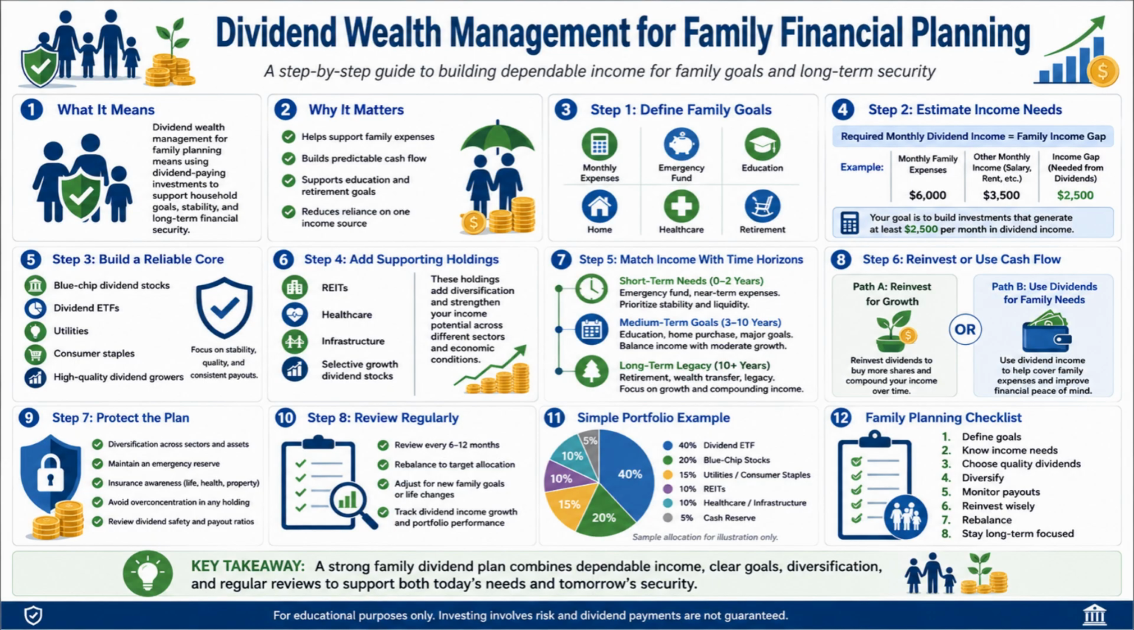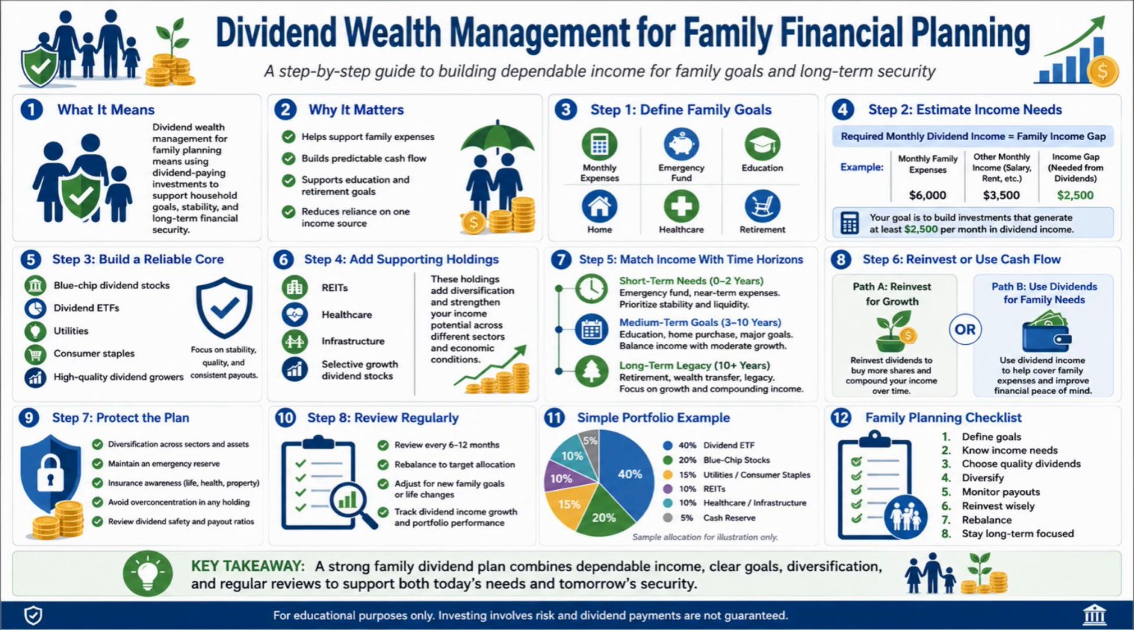Next, the first step is to define family goals clearly. For example, a family may want support for monthly expenses, an emergency fund, children's education, a home purchase, healthcare needs, and retirement planning. Once these goals are identified, it becomes easier to build a dividend strategy that matches real-life priorities.